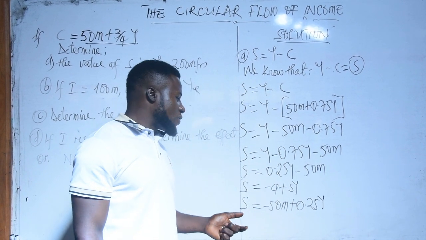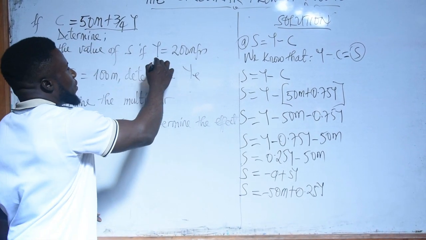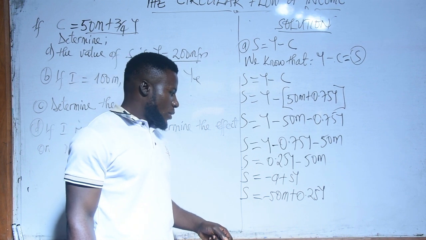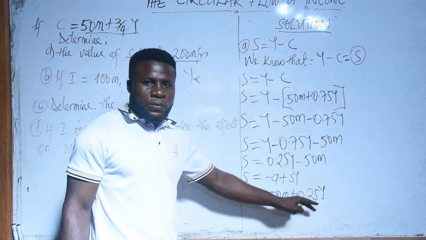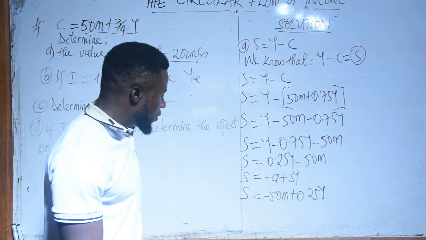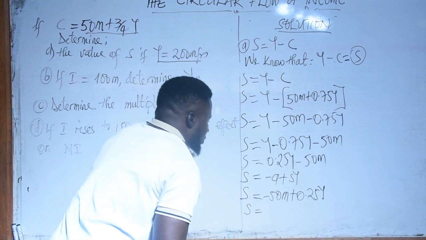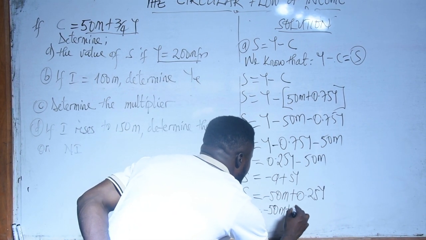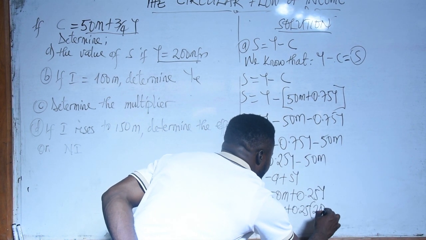To get the amount of savings, it is simple. Since they told us that our income is equal to 200 million, we simply substitute 200 million wherever we see y, and then we work with the function. We will simply have the answer. So S is equal to negative 50 million plus 0.25 times y, which now becomes 200 million.